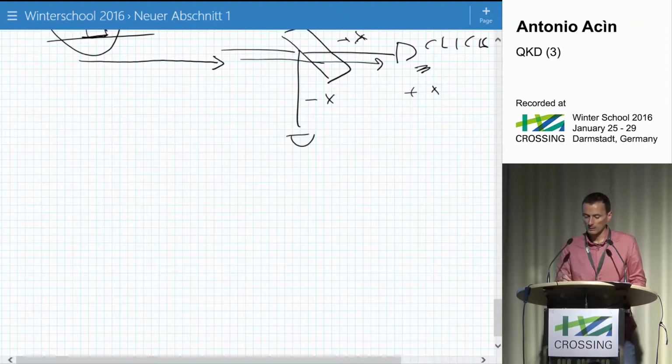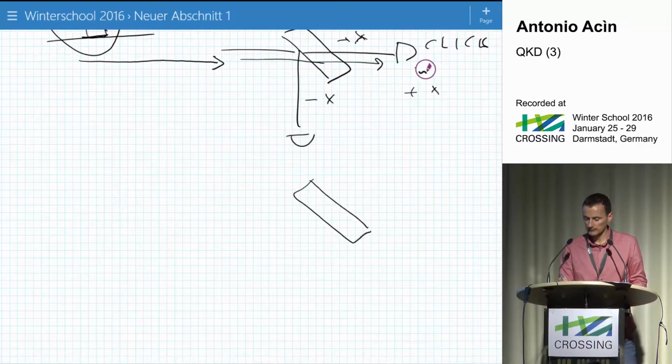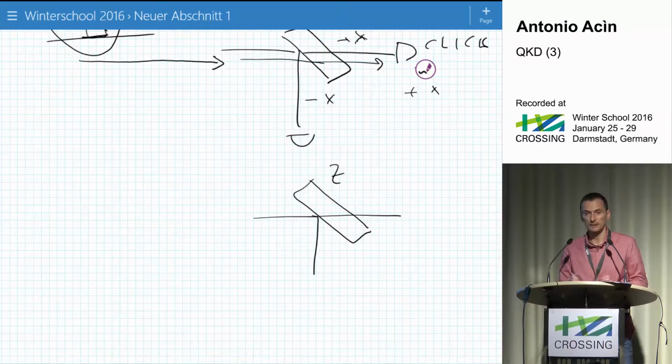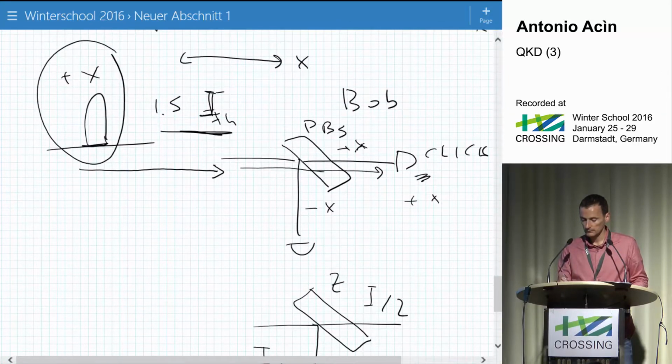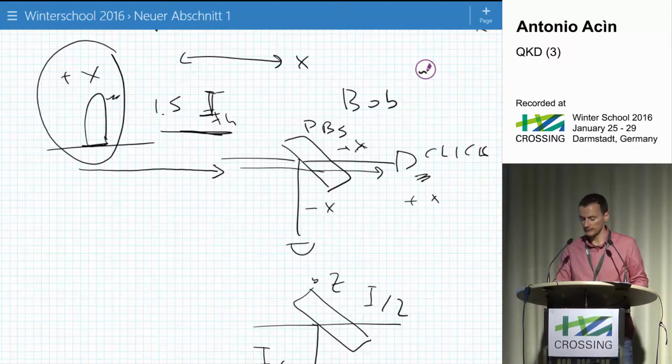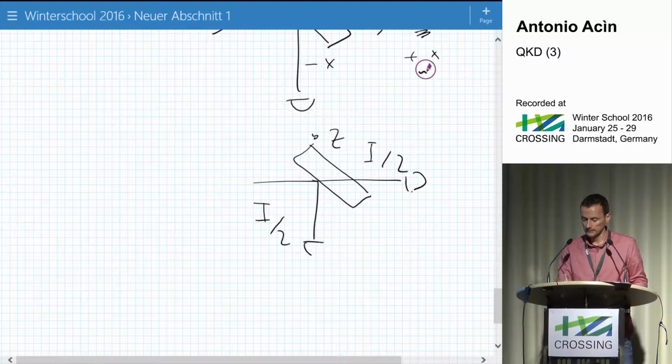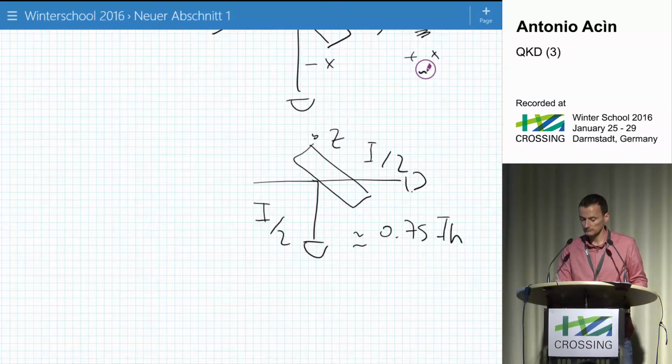Now, what happens if Bob decides to put this polarized beam splitter so that it measures Z? Since it's a classical pulse, the intensity is divided. This is what classical light does with mirrors. The intensity is divided between the two arms, and actually it's divided in half, so here you have I over 2 and I over 2, simply because the direction of measurement is not the same. Half of the pulse is transmitted, half of the pulse is reflected. So in the two detectors, the intensity, since I was 1.5 threshold, is 0.75 threshold. So no detector clicks.